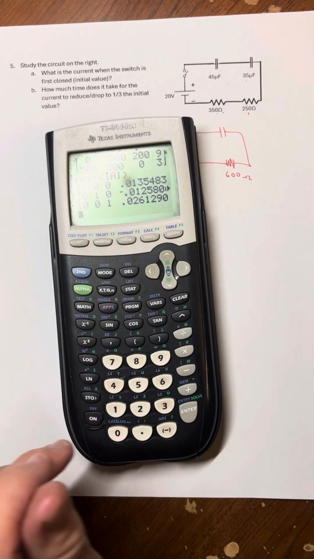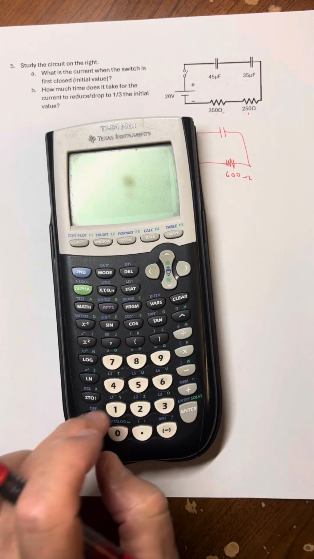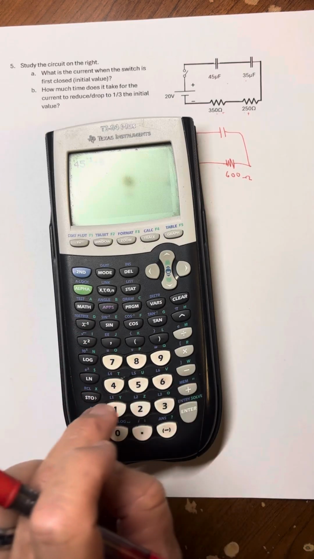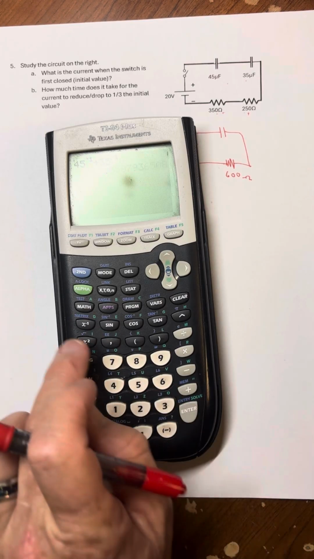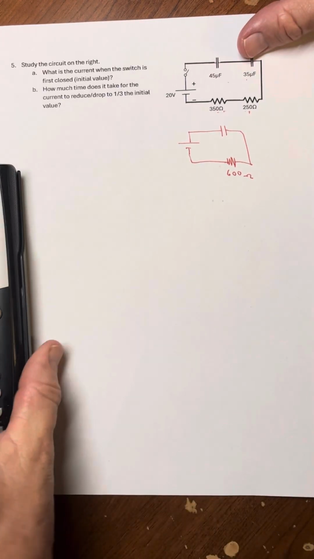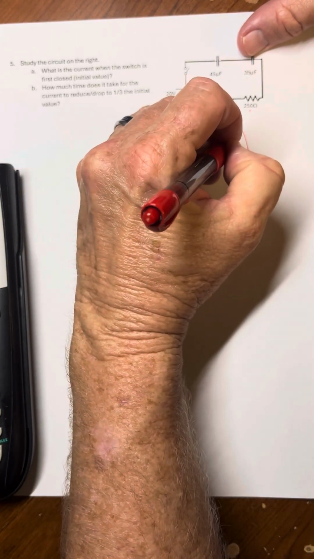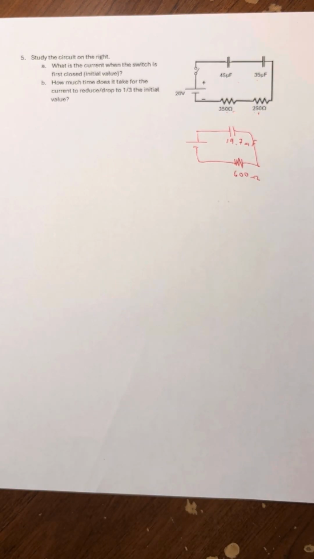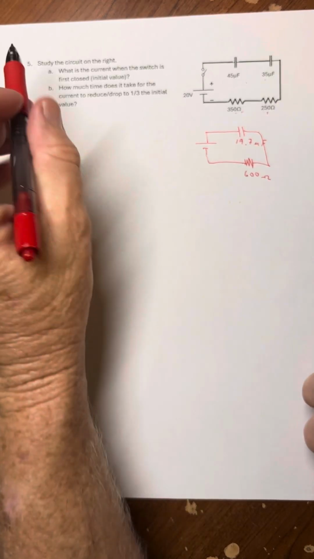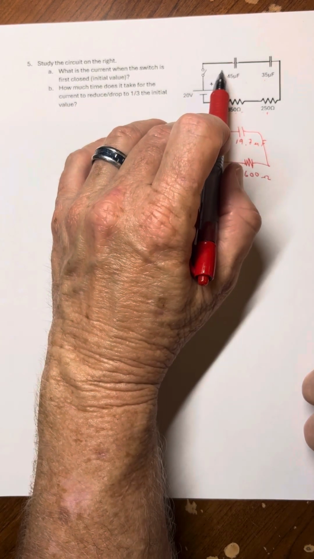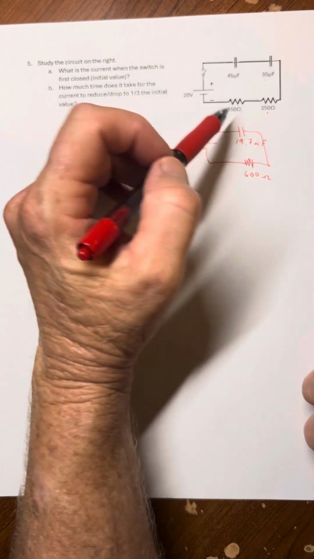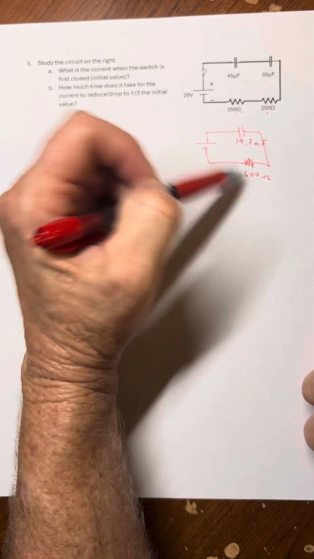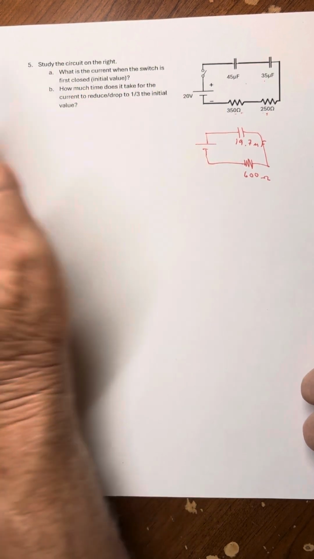These are in series, but remember for capacitors, we do that reciprocal sum. So it's 45 reciprocal plus 35 reciprocal equals, and the reciprocal would give me a 19.7 microfarads for that. All right, well, I guess I haven't even read the problem here, but it just says study the circuit on the right. So I did. I looked at the picture. I replaced the two capacitors with its equivalent, the two resistors with its equivalent. It says, what is the current when the switch is first closed?